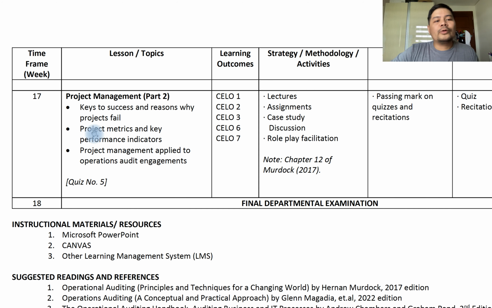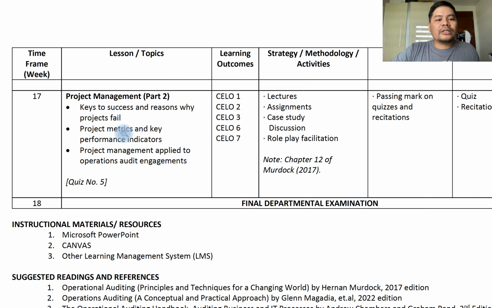For the part 2, it will be what are the keys to success and reasons why projects fail. So dapat familiar kayo with this one, the success and the failures of projects, para at least alam nyo ano yung red flags kapag alam nyo may mga indicators na ang project ay medyo alanganin na mag-fail. So at least if you have a finding over that, as early as possible pwede nang makorek during that phase.